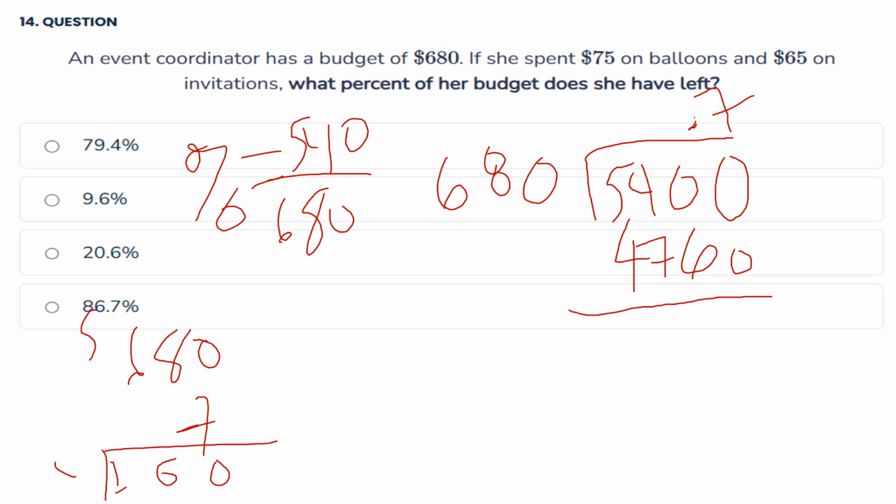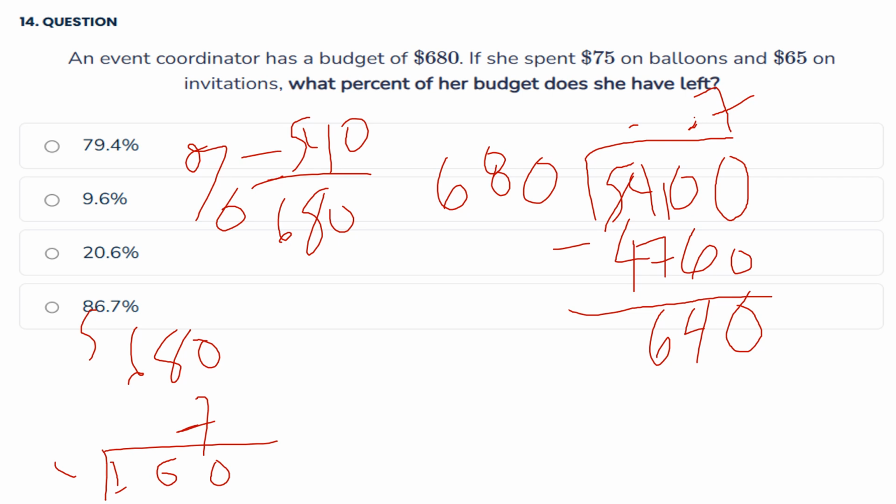All right, so we're going to subtract 5,400 minus 4,760. 0 minus 6 can't do, so we need to take 1 from there. So 10 minus 6 is 4. 3 minus 7 can't do, so we need to take 1 from there. That becomes 4. 13 minus 7 is 6. All right, so that's 640. And let me erase all of those numbers up there.